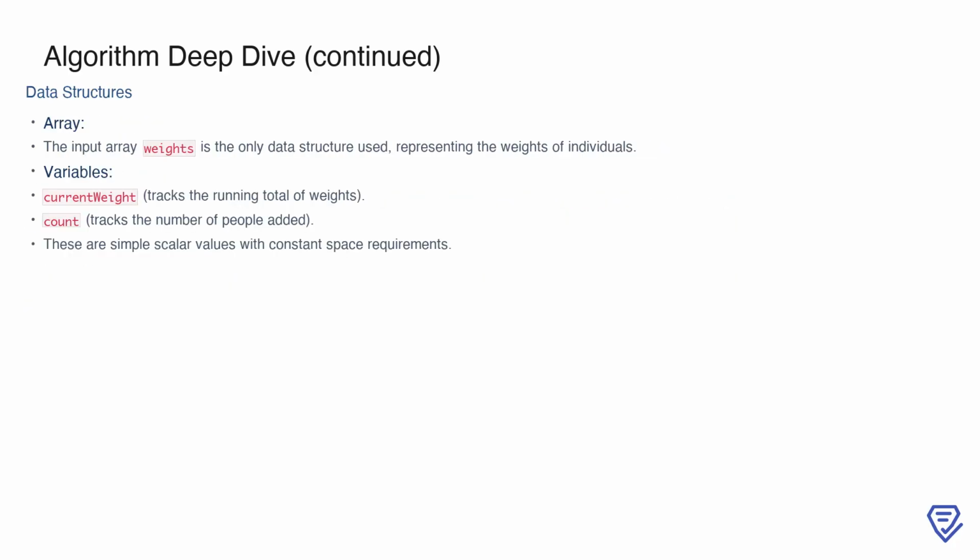The data structures used in this problem are minimal. The input array weights is the sole data structure, containing the weights of all the individuals. Beyond that, we rely on two simple variables: current weight, which keeps track of the total weight of people already in the elevator, and count, which records the number of people added. Both of these are scalar values, meaning they occupy constant space. This simplicity in data structures is one of the reasons why the algorithm is both efficient and easy to implement.